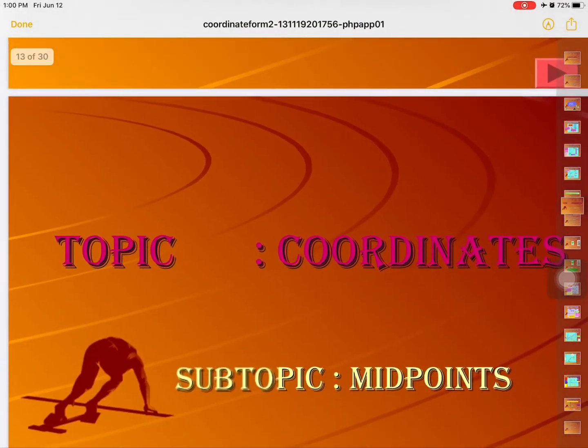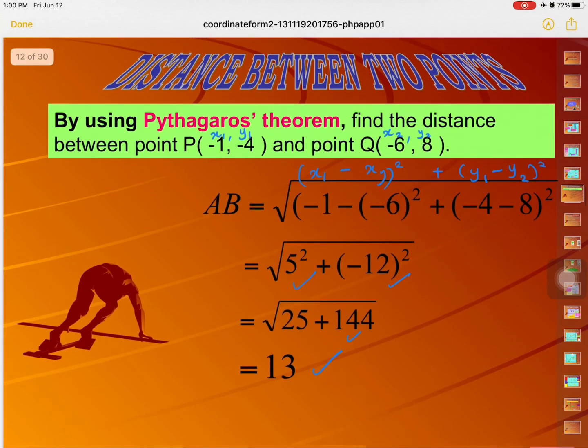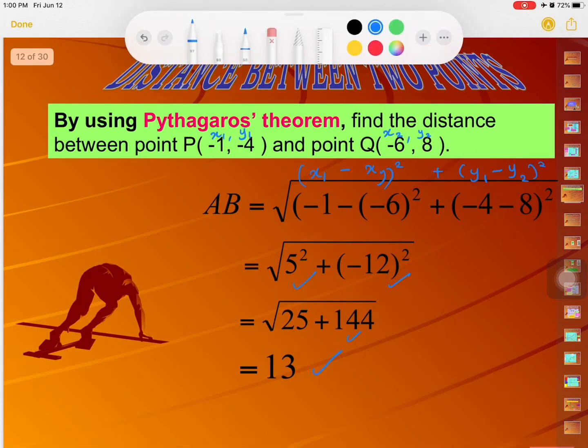Okay. Next one. So this is the only formula that you need to understand, the Pythagoras theorem, which is C equals the square root of A square plus B square, or you can use x1 minus x2 square plus y1 minus y2 square. Both are the same. Okay. If you got any problem with this, please let me know.